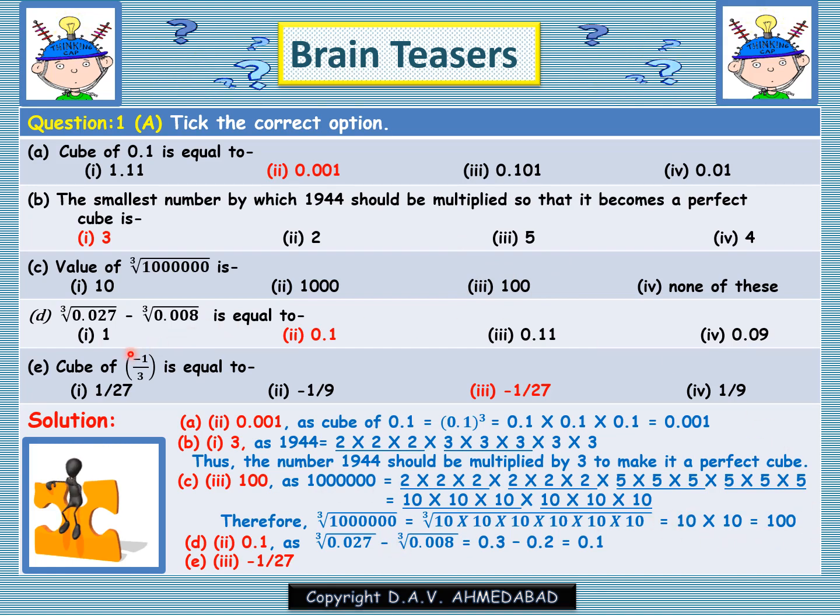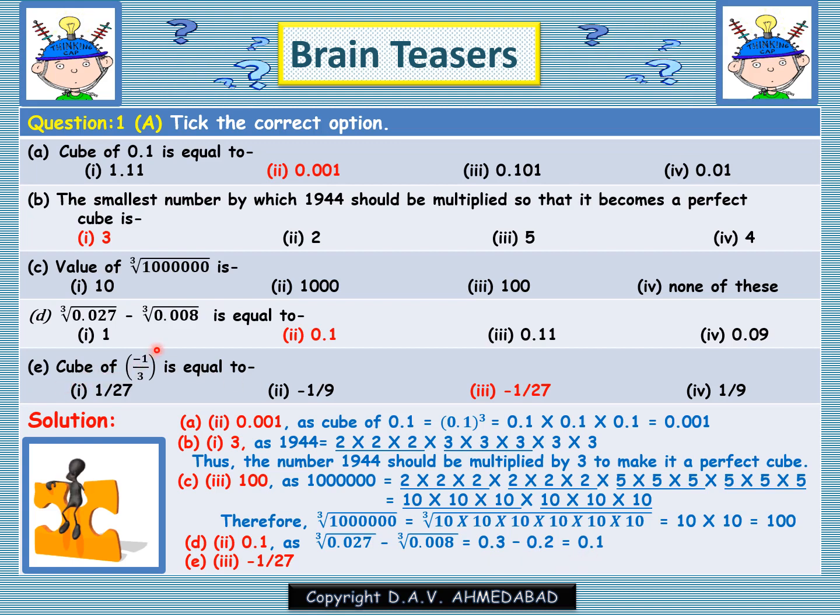Now D part is, cube root of 0.27 minus cube root of 0.008 is equals to dash. So cube root of 0.27, children, 0.3, and cube root of 0.008 is 0.2. When you will subtract 0.2 from 0.3, you will get 0.1.